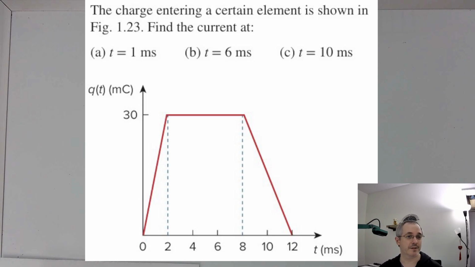Number 6. The charge entering a certain element is shown in figure 1.23. Find the current at, and then they want you to find the current at 3 points, and so that's the figure there. So the charge entering a certain element is shown in the figure.